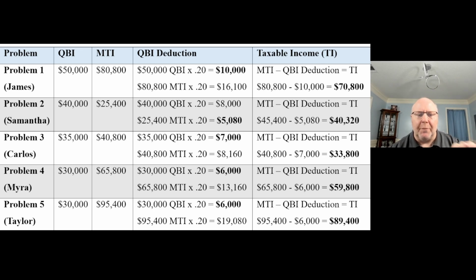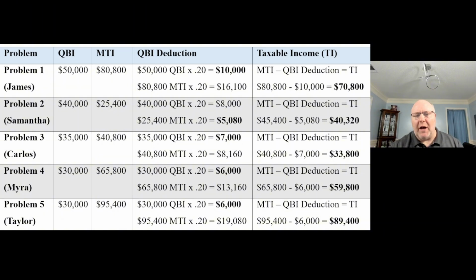Well, let's look back at problem number 2. I'm going to read this to you. Samantha earns $40,000 from a consulting sole proprietorship. She also sells stock for $20,000 long-term capital gain. She is single and takes a $14,600 standard deduction. In that problem, we had capital gains. And we said, well, capital gains aren't being taxed as ordinary income, so to determine our QBI deduction, we took out the capital gains.